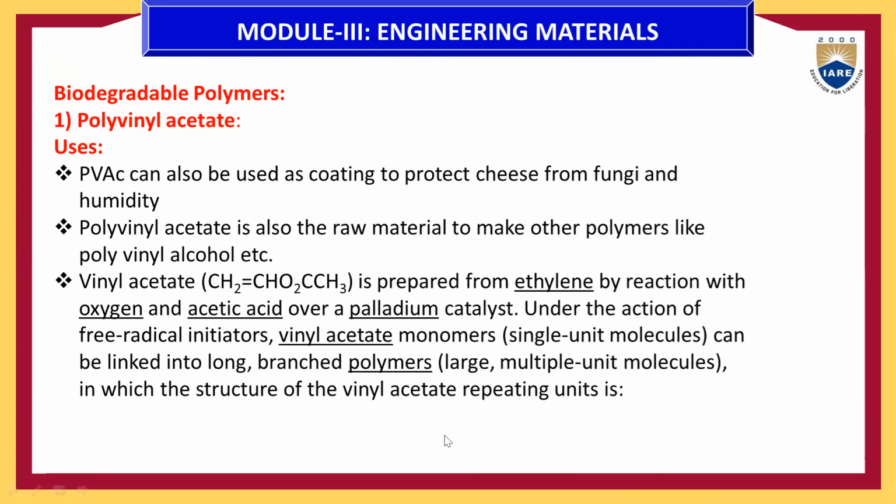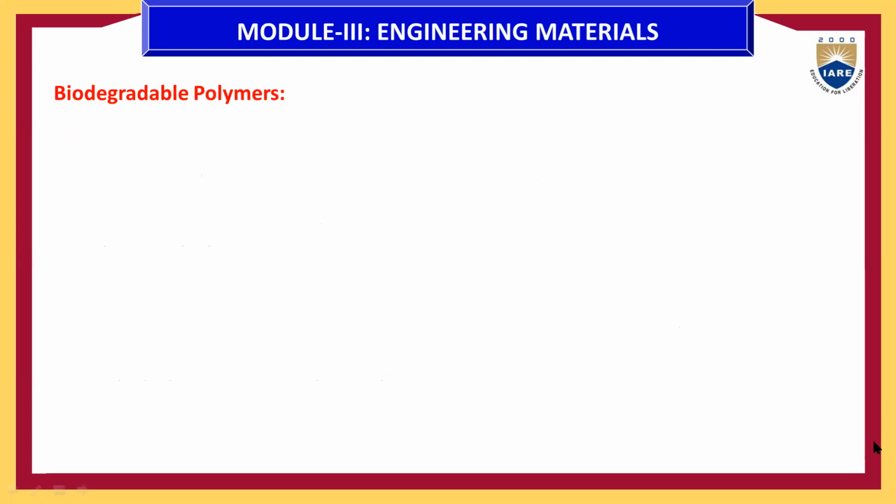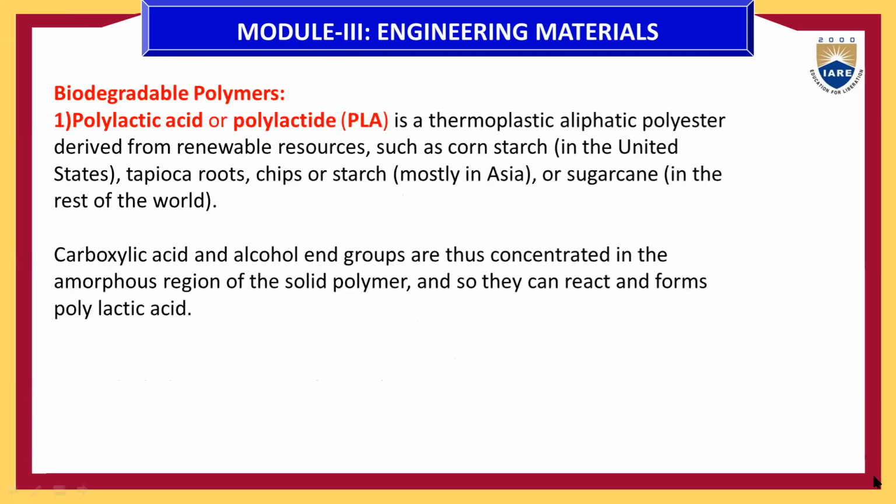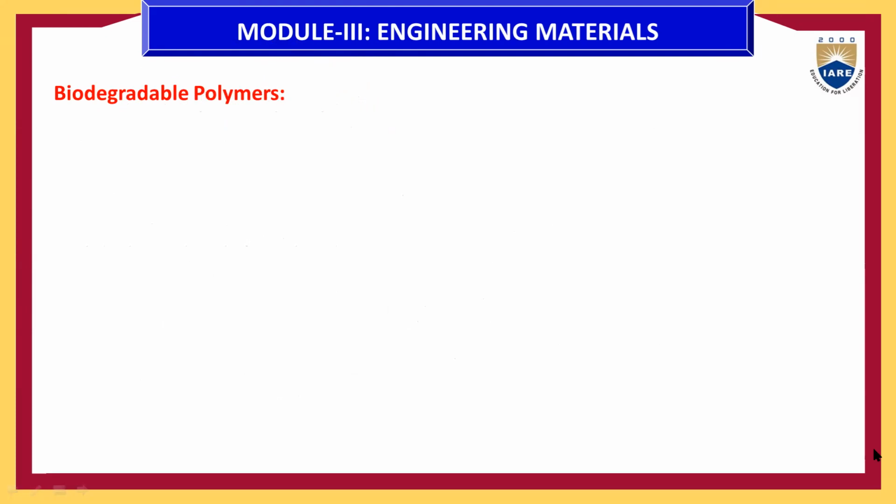Polyvinyl acetate is prepared from ethylene by reaction with oxygen and acetic acid over a palladium catalyst under the action of free radical initiators. Vinyl acetate monomer formation takes place. That vinyl acetate monomer then undergoes polymerization to form polyvinyl acetate. So this is about polyvinyl ester. Listen, students: vinyl ester undergoes free radical vinyl polymerization, and we get polyvinyl ester.